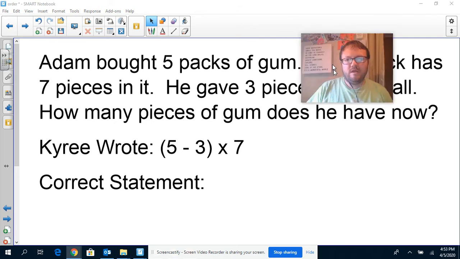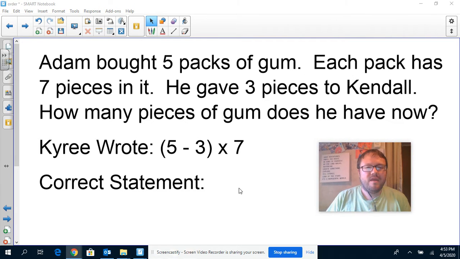All right. So let's look at this word problem together. Adam bought 5 packs of gum. Each pack has 7 pieces in it. He gave 3 pieces to Kendall. How many pieces of gum does he have now? Well, let's look at what Kyrie wrote. She put parentheses 5 minus 3 times 7.